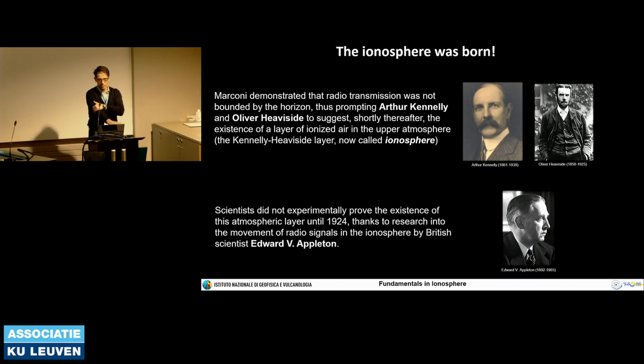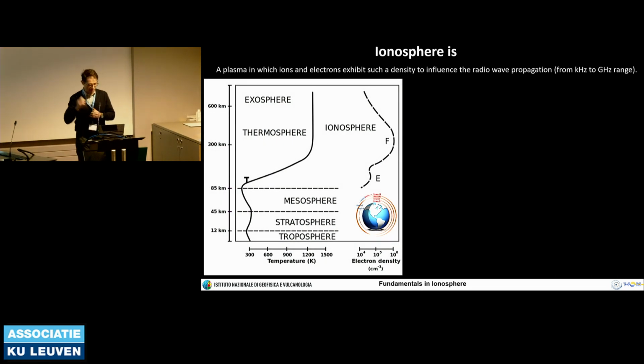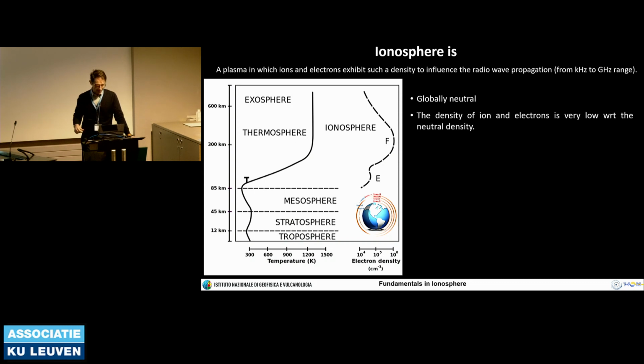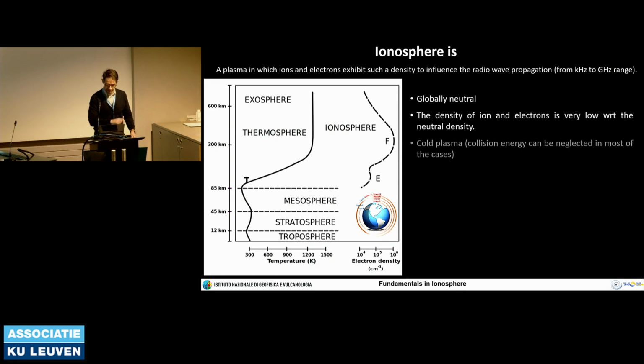But today I would like to bring you into this journey to build the ionosphere. So first of all, we have to know what we have to cook together. So what's the ionosphere? The ionosphere is a plasma, good news, but it's a very peculiar plasma, because it's a plasma able to influence the propagation of radio waves from the kilohertz to the gigahertz range. It's globally neutral. The density of ions and electrons is very low with respect to the neutral density. It's a cold plasma, which means that the collision energy can be neglected in most cases.